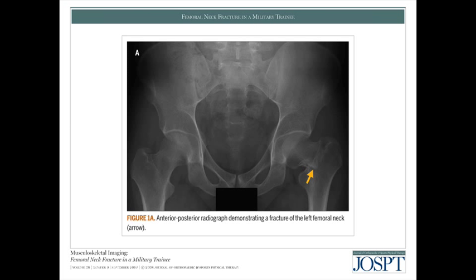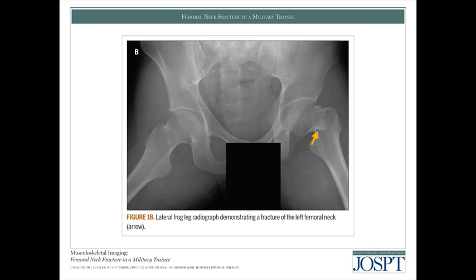Here's a femoral neck fracture in a military trainee. You can see the early radiographs certainly show displacement at that arrow, where the femoral neck is fractured and displaced. And what would you say? Is this varus or valgus? It looks as if it's displaced in a varus position.